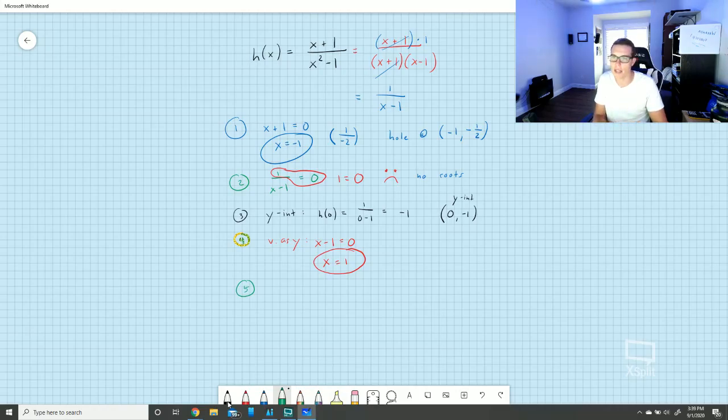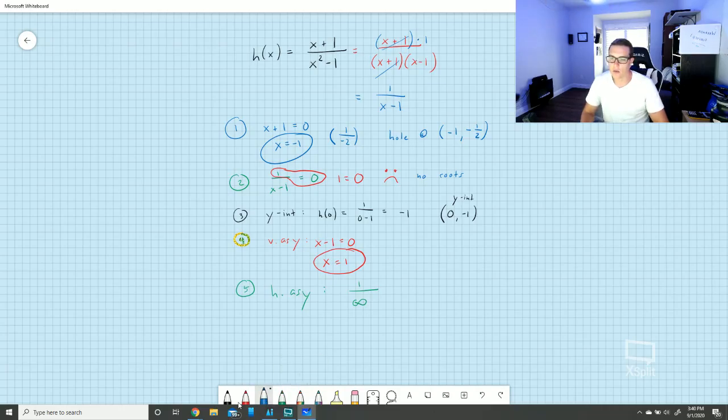If I plug in 1,000, I get 1/999. As x gets bigger, the top's not changing, but the bottom's getting bigger. So really, the horizontal asymptote in this case is kind of like 1/infinity, which seems really weird. And we're going to play around with this idea.